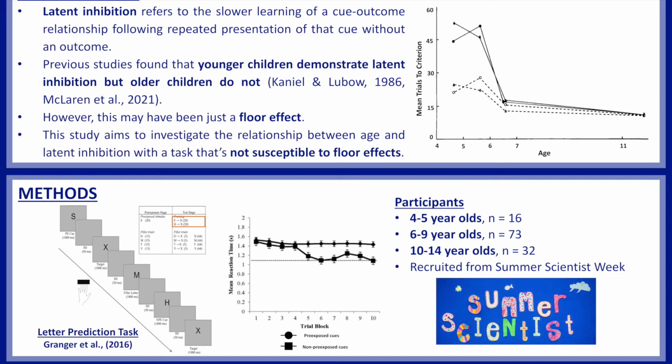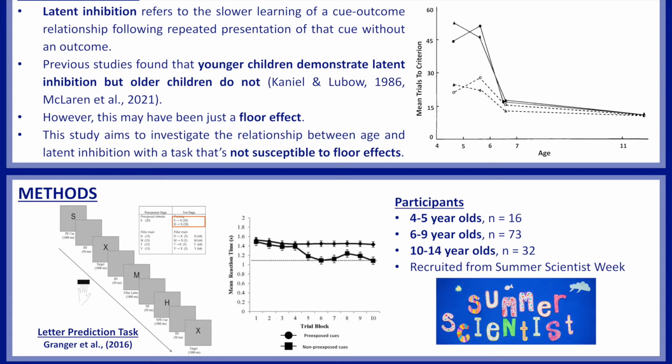If we look at this design table, S was the pre-exposed cue as it was initially presented by itself before being paired with X, while H was the non-pre-exposed cue as it was only introduced at test and was always paired with X. Therefore, it was expected that participants would learn the SX association slower than the HX association, and this was exactly what was found by Granger et al. As seen from this figure.